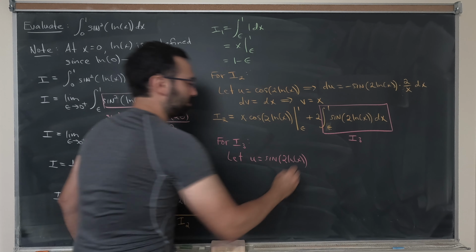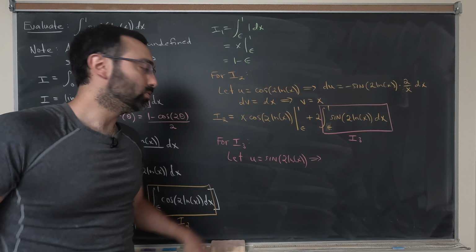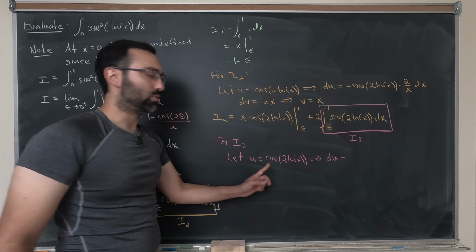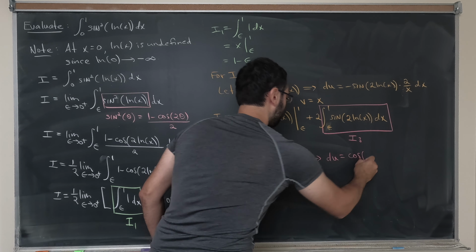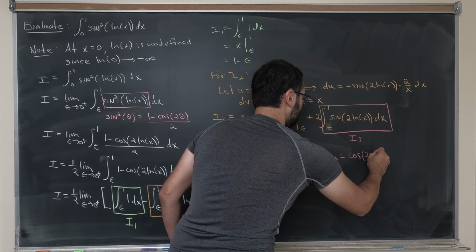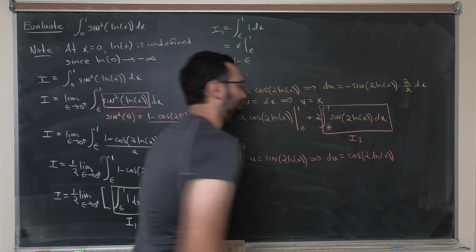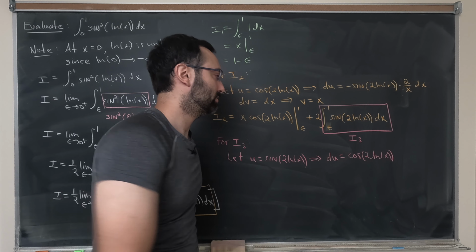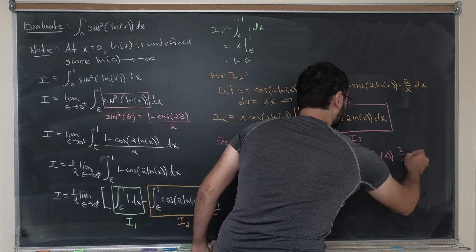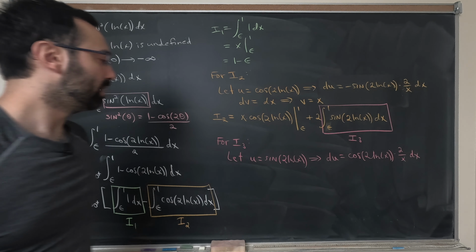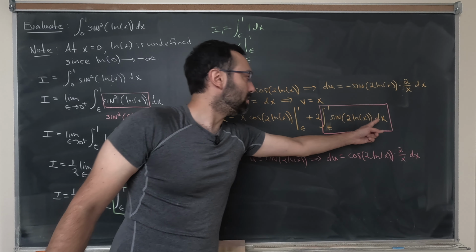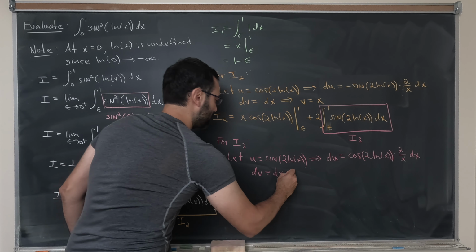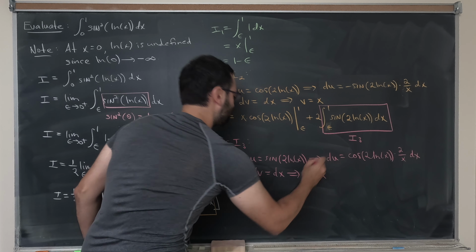And then that implies, when we differentiate, that du equals, well, the derivative of sine is cosine. Keep the argument. But by chain rule, multiply by the derivative of the inside. So 2 times 1 over x. And then we'll let dv equal what's remaining here, dx. So that tells us that v equals x.